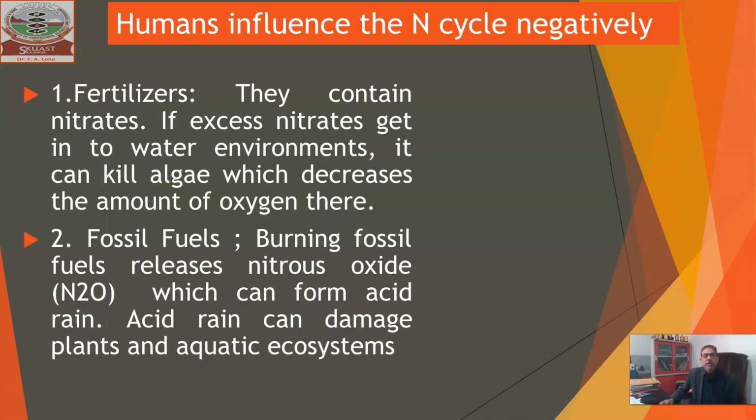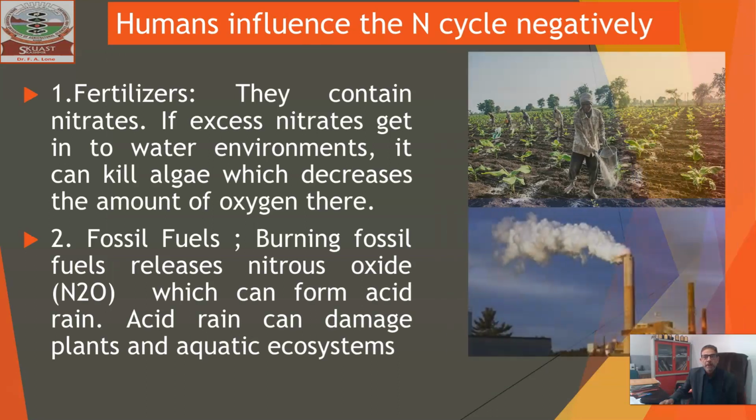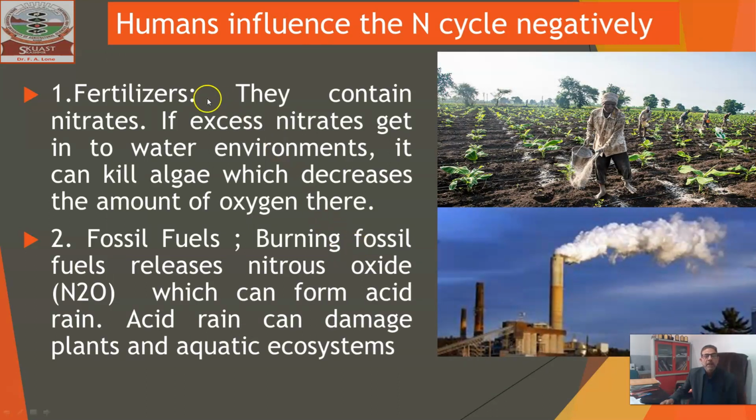Then human influence. Humans also influence the nitrogen cycle, but negatively, and you will find that fertilizers are very important. They contain nitrates. If excess nitrates get into the water environment, they can kill algae, which decreases the amount of oxygen. So this is one human interference. Then fossil fuels also, because burning of fossil fuels emits a lot of nitrous oxides and other nitrogenous compounds which will form acid rain, and they can then hamper the plants and the entire ecosystem.